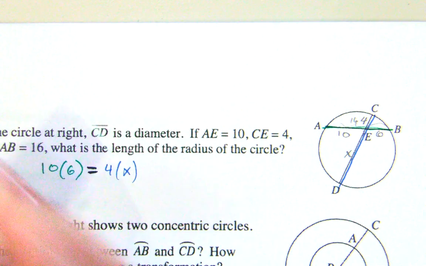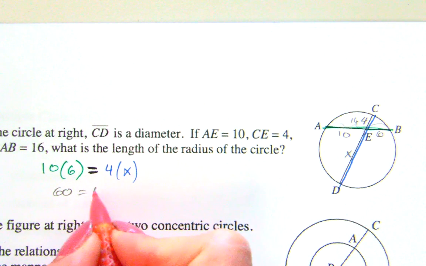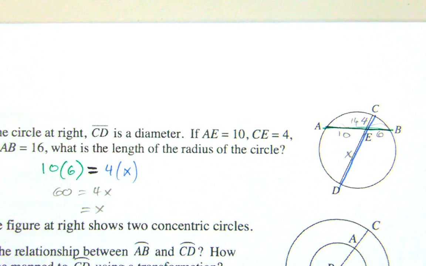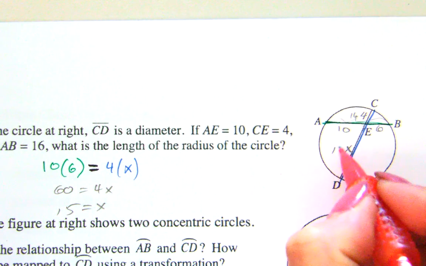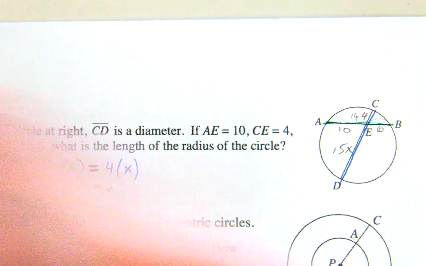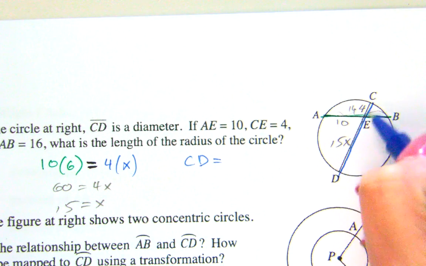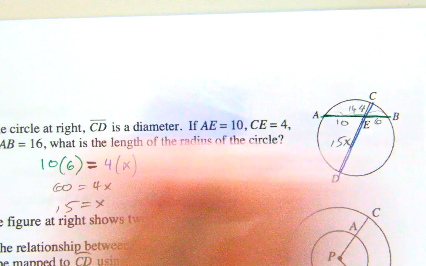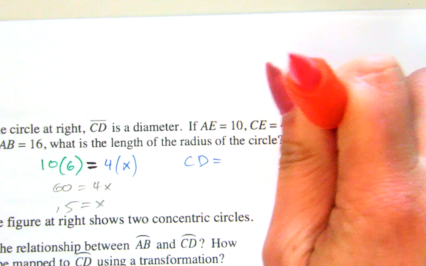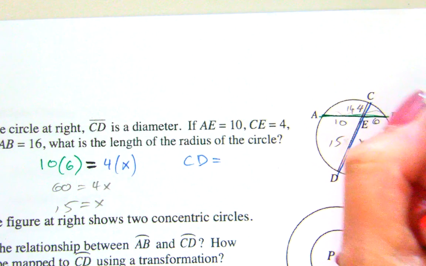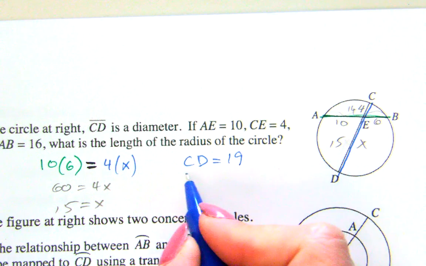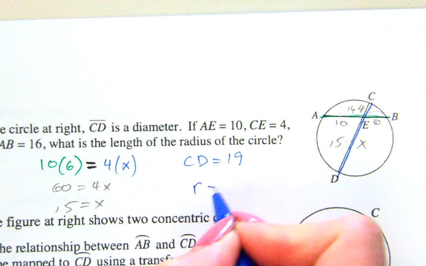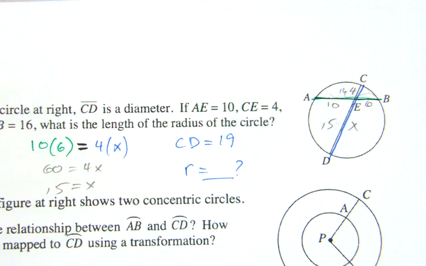Okay, so let's see if this makes sense. That's 60 equals 4x. That means x has to be equal to whatever 60 divided by 4 is. 15. So x is 15. That gives us that the whole blue segment from C to D is equal to 4 plus the 15. So 4 and 15 together is going to give you 19, right? So if the entire diameter is 19, how much is your radius? That's the question you need to answer.